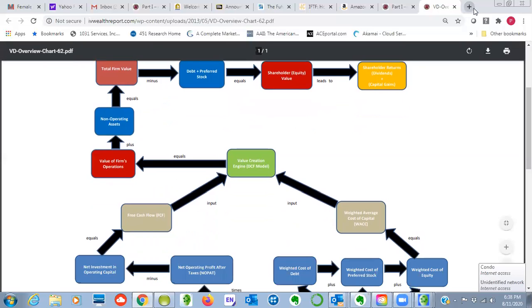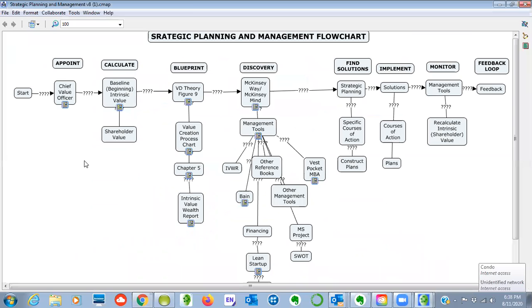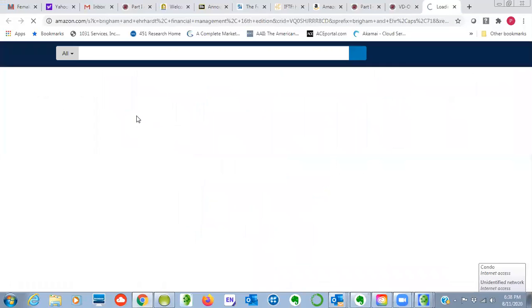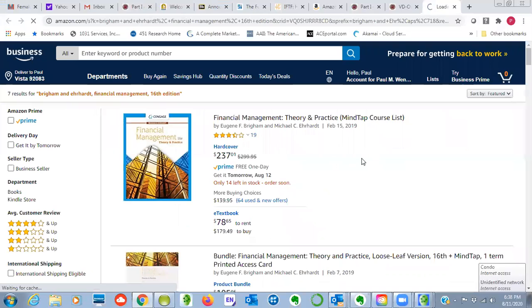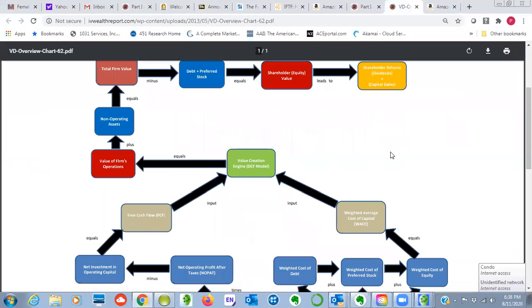And if you want to review what that looks like, you all either have had or will have this textbook. From Amazon, I'm not saying you go out and spend $237, but that's the book, Brigham and Ehrhardt. And that takes you through in great detail how to calculate that intrinsic value. But it's important to do that.